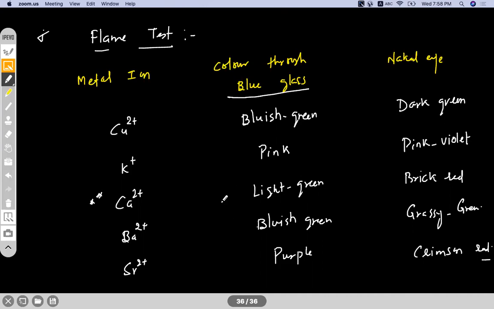What will be the color when we see through the blue glass? There's no real point to this actually. They simply ask this question about the color of one particular ion in the flame test, so we always answer with that. There is a defined purpose for blue glass. A color change will obviously be there. Whenever you use a glass, like goggles, it will change the surroundings' color and the reflection, right? That's how it is.